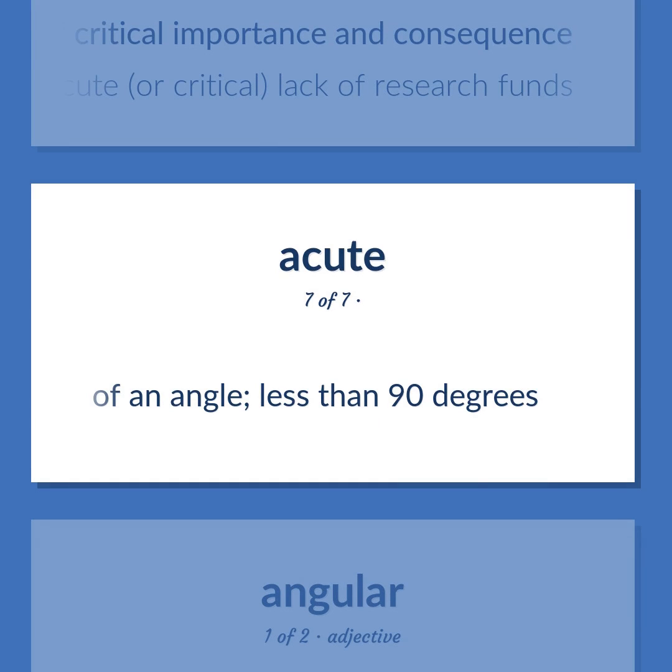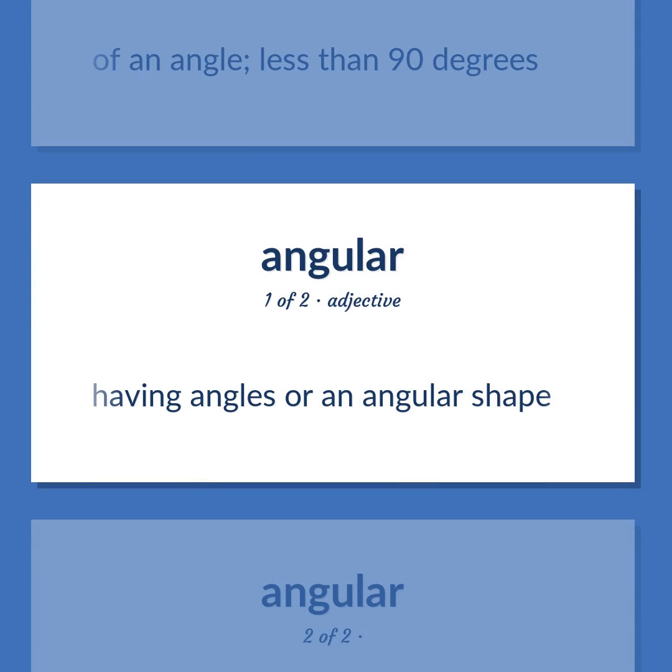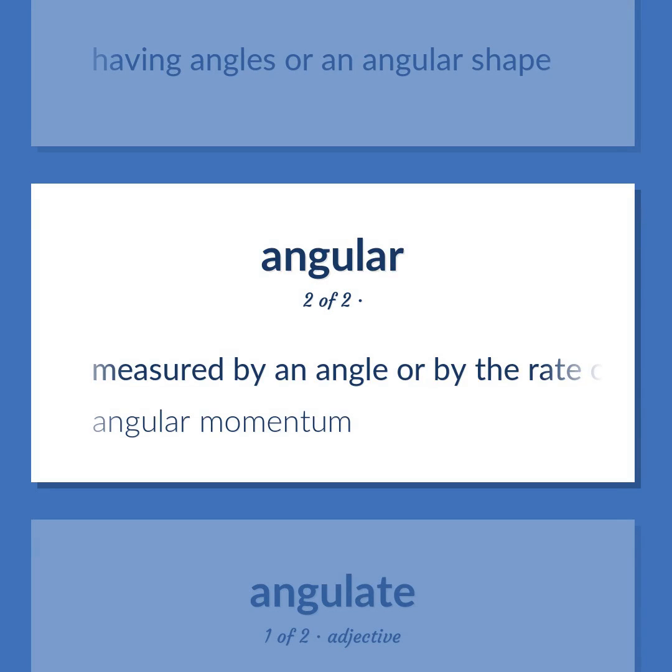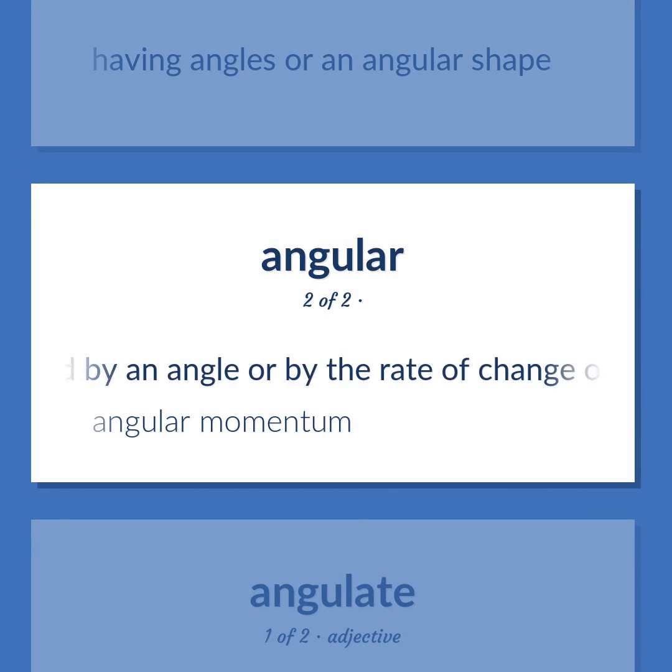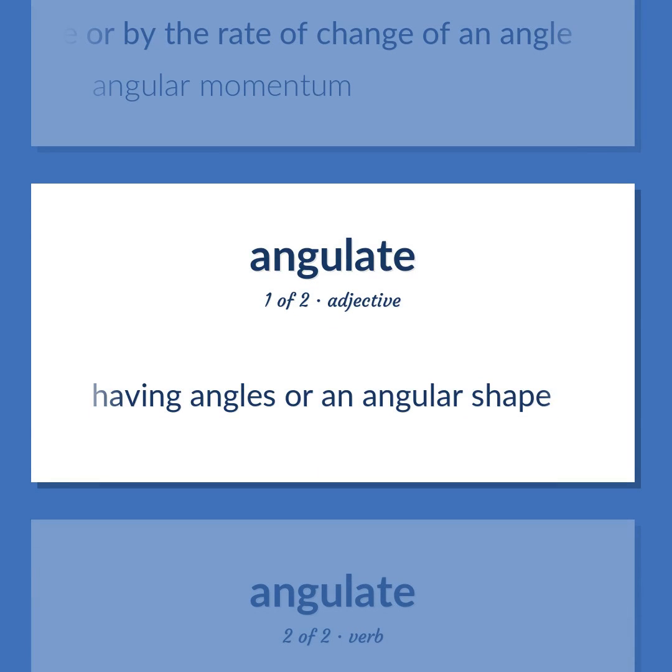Of an angle, less than 90 degrees. Having angles or an angular shape. Measured by an angle or by the rate of change of an angle. Angular momentum. Having angles or an angular shape.